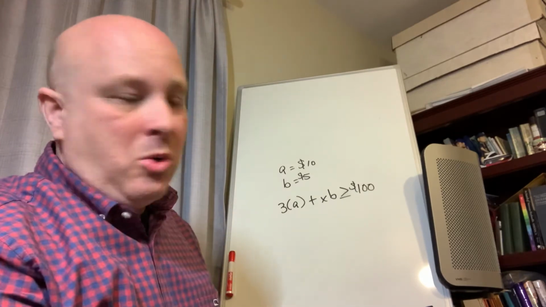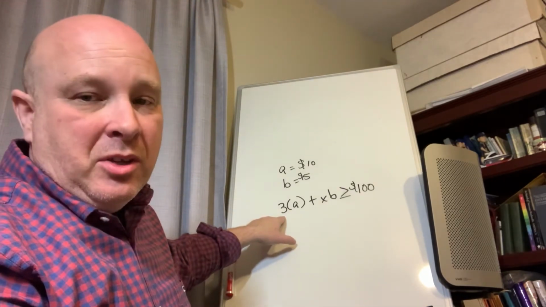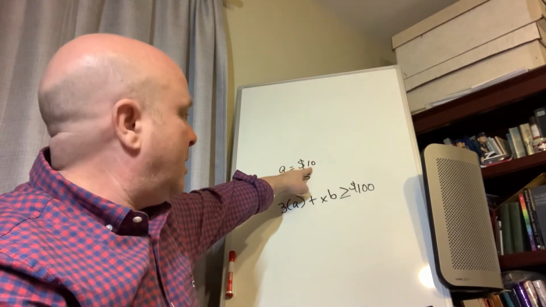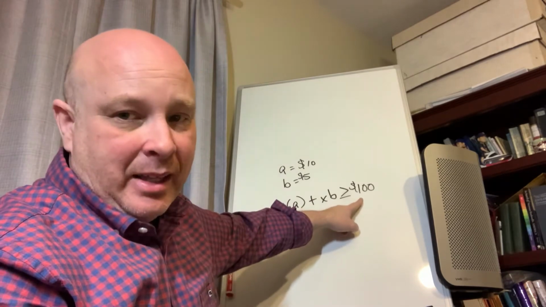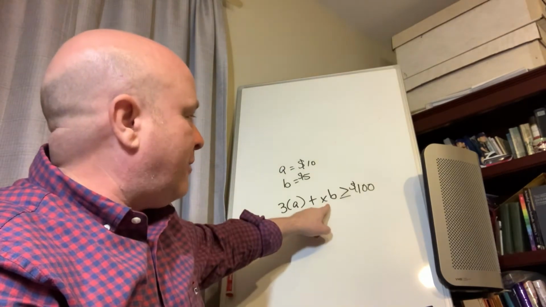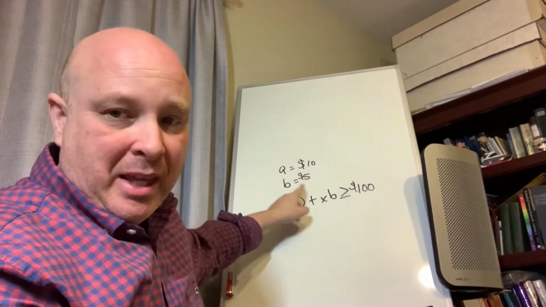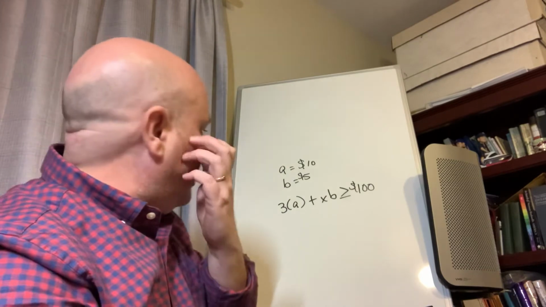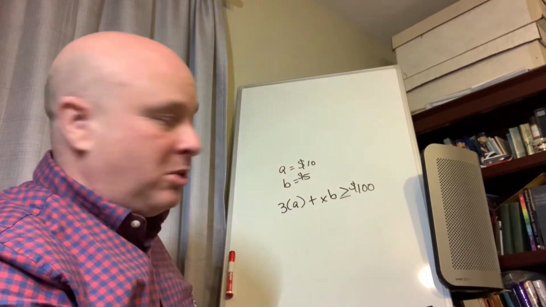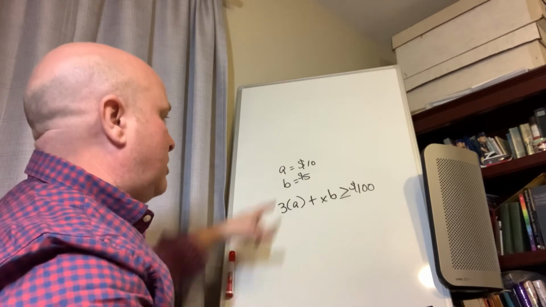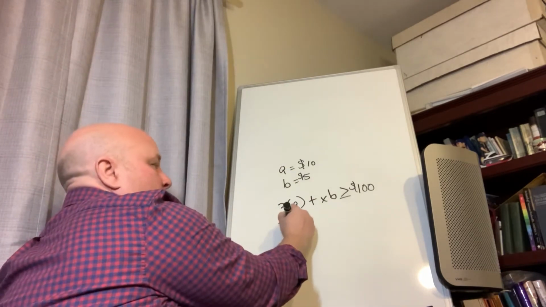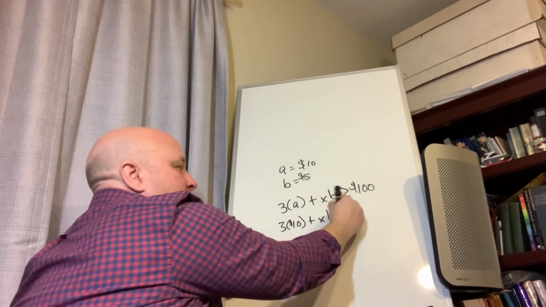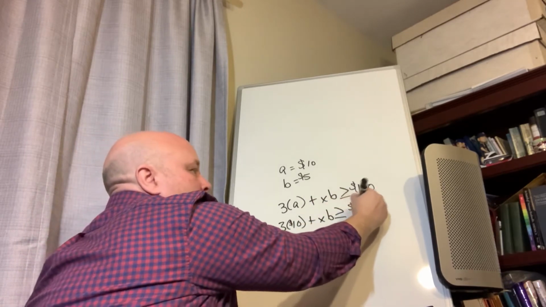So we know that he's going to rake 3 yards, and each one is going to give him $10. He needs at least $100. So we're going to try to figure out how many hours B that he needs of doing laundry to earn this amount of money. So let's think about this. We're going to solve it from here. We know that A is $10, so he's already earned 3 times $10 plus our unknown B that we have to find is greater than or equal to $100.